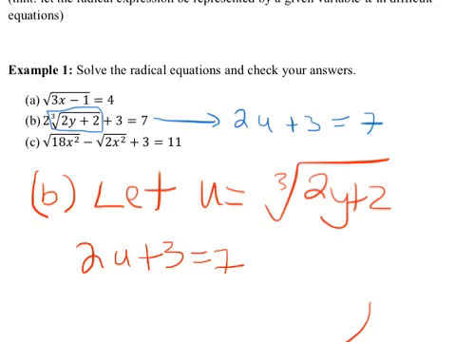Peter, solve this for me, please. Get rid of that 3, get rid of that 2. Yeah, so you subtract 3 and... Good. 2u equals 4 and divide by 2. So u equals 2. But Pete, what did we let u equal in the beginning? u was the cube root of 2y plus 3. Good. So if that's u, and that's u, then aren't they the same thing, really?